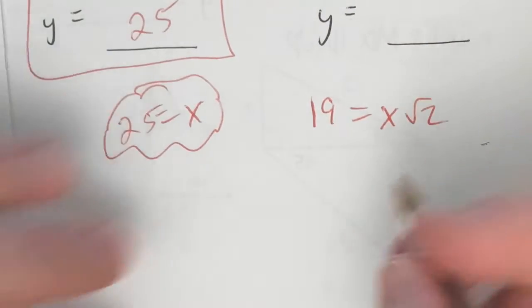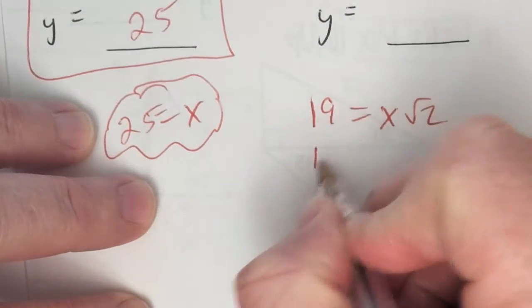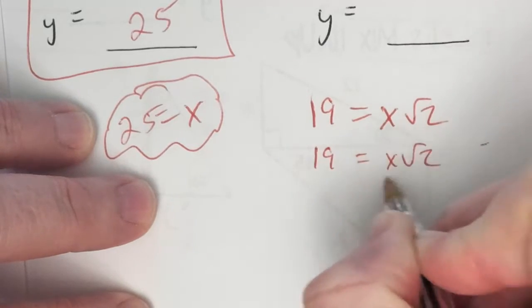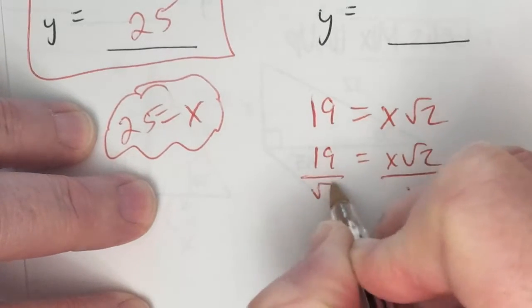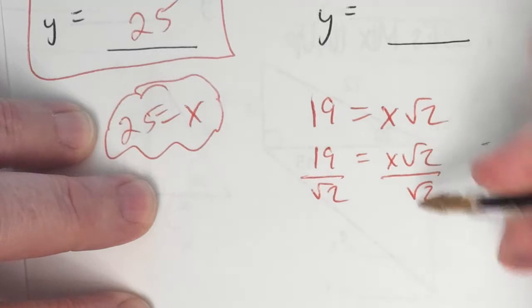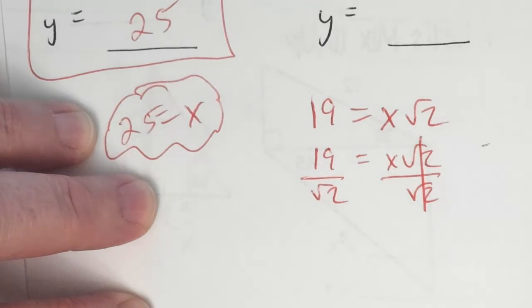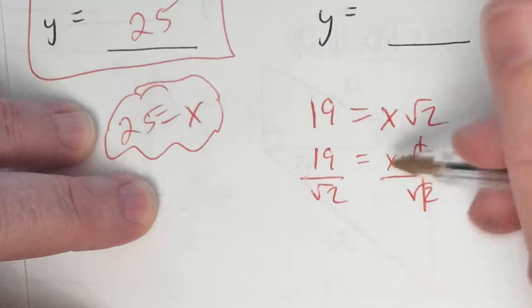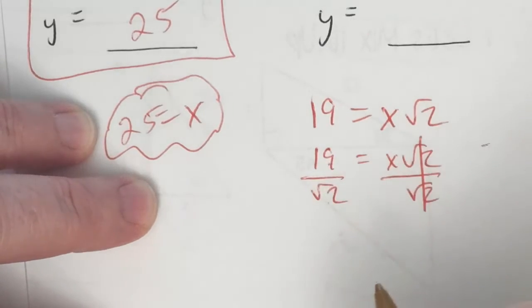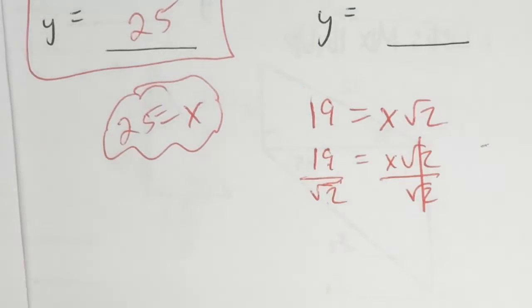All right, now to get x by itself, I'm going to show my steps here. I'm going to divide both sides by radical 2. So this radical 2 and this radical 2 cross out. So those cross out. So 19 over radical 2. The problem with that is we're not allowed to leave a radical in the denominator.